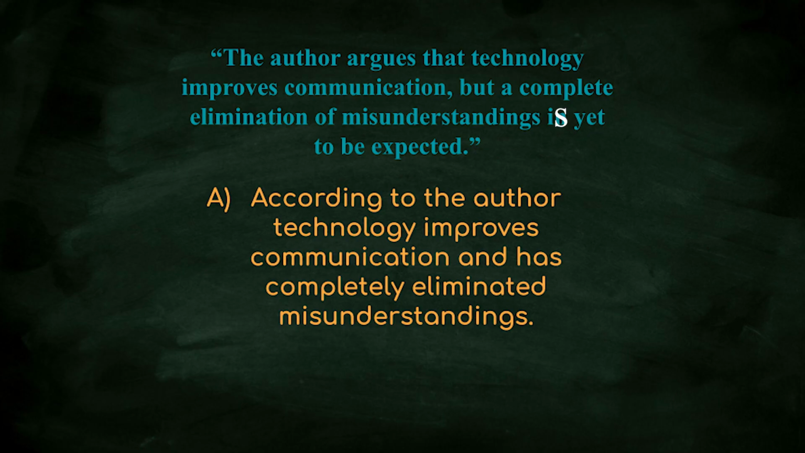So here, almost all of the words are identical, but we have to be careful. The first part is correct, but the second part is not. Because the original text says a complete elimination of misunderstandings is yet to be expected, meaning it hasn't happened yet. But in the answer choice, it says it has completely been eliminated, which is not the case. So the first half is correct, but the second half is not. And one single wrong piece kills the entire answer.